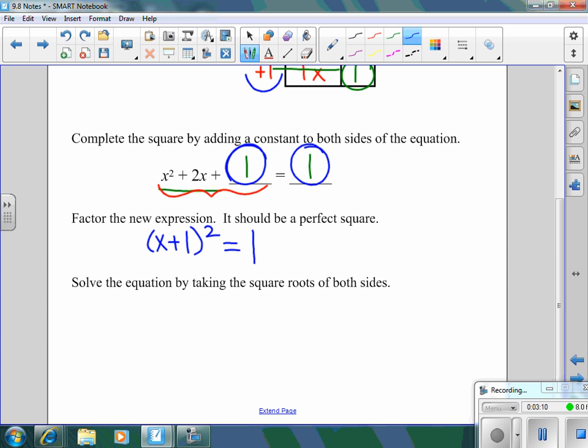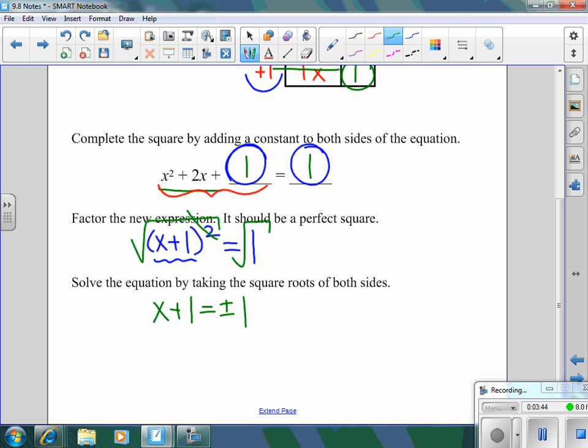And now we can do exactly what we did yesterday and solve this by taking square roots because it's a perfect square. So remember, this right here means that I have x plus 1 times x plus 1. So to get rid of that other one, I can take the square root of both sides. So the square and the square root cross each other off, and I get x plus 1 equals, don't forget things from before, we need plus or minus 1.